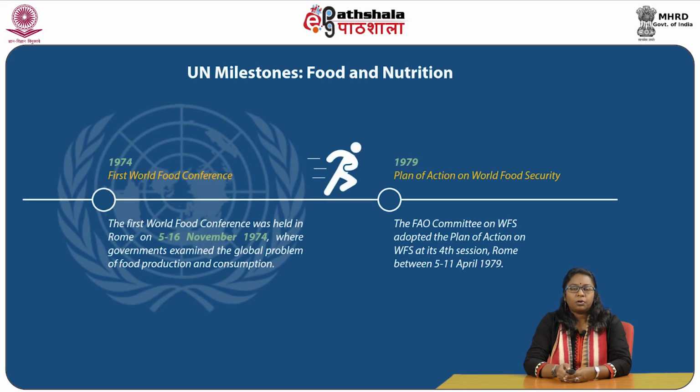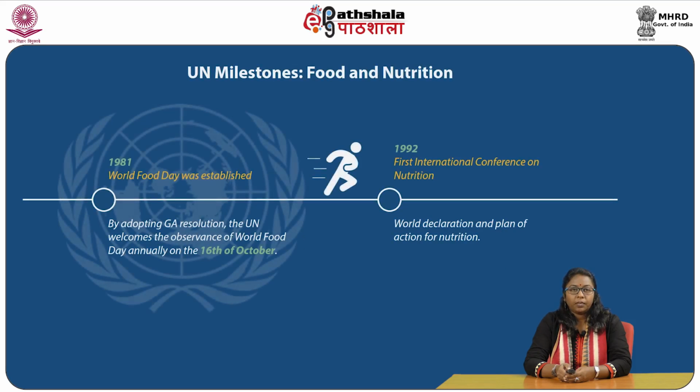The first World Food Conference was held in Rome on 5th to 16th November 1974, where governments examined the global problem of food production and consumption. In 1979, Plan of Action on World Food Security. The Food and Agriculture Organization Committee on World Food Security adopted the Plan of Action on World Food Security at its fourth session, Rome, between 5th and 11th April 1979.